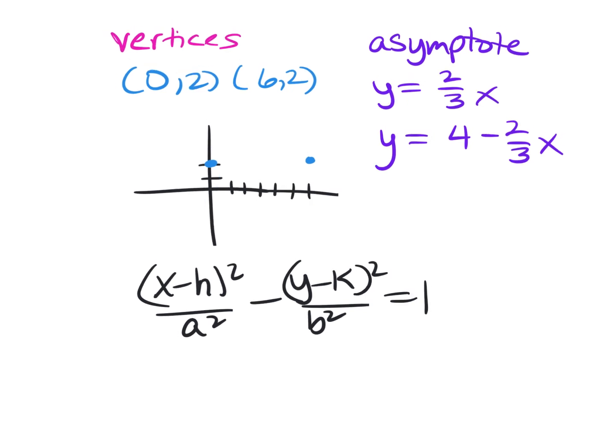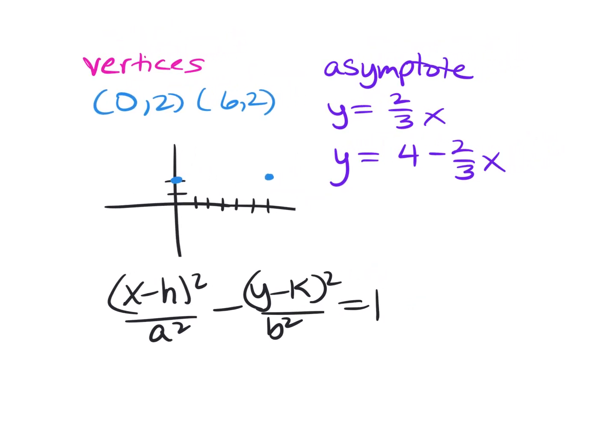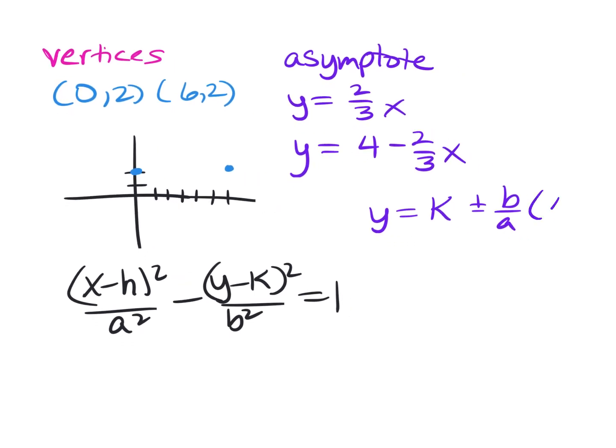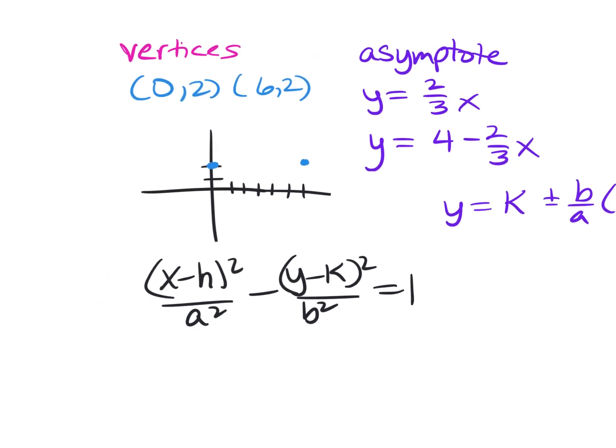What you need to memorize for your asymptote is when it's horizontal, the equation we're using is y equals k plus or minus b over a, times (x minus h). So I can already see here, let me go ahead and find my center. The center is the midpoint of the two vertices.